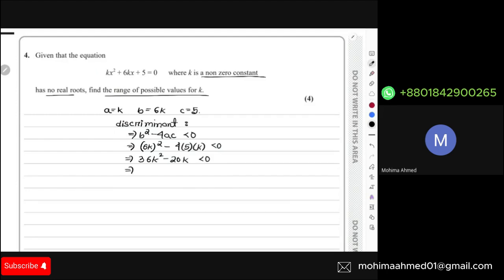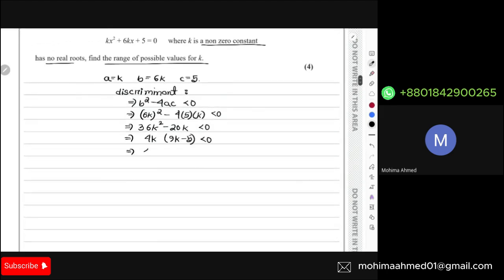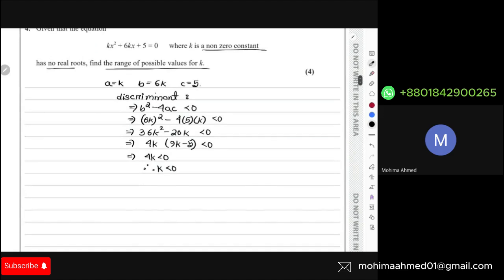From here, I can write, 36 and 20, I can take 4k as a common factor. So I have 4k times 9k minus 5 less than 0. So we get either 4k less than 0, which eventually leaves me with the value for k is less than 0, and the other is 9k minus 5 less than 0. So from there, I end up getting 5 over 9.